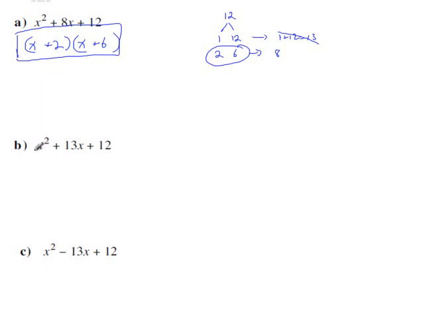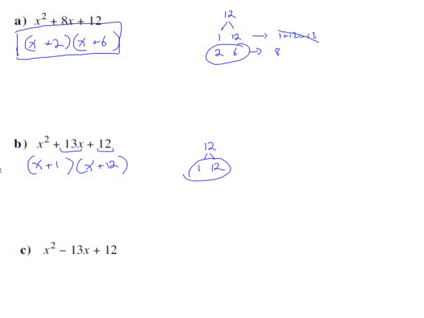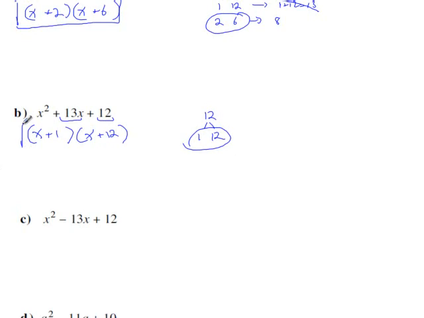Part B, so check that your x squared has no coefficient in front of it. If it doesn't, then we can try factoring it into this format. Two brackets, first thing in each bracket is x. To find the number terms, now we need to find two numbers that multiply to get 12 and add up to get 13. So factors of 12, this time 1 times 12. 1 times 12 is 12, and 1 plus 12 equals 13. So you found your numbers right away. So positive 1 and positive 12. So there's your factored form.